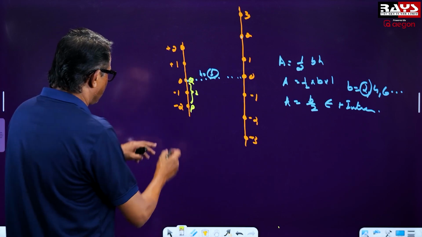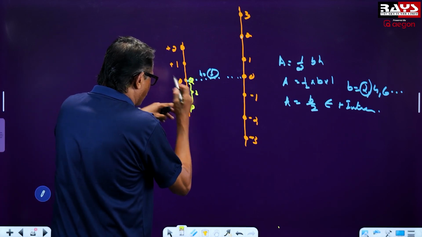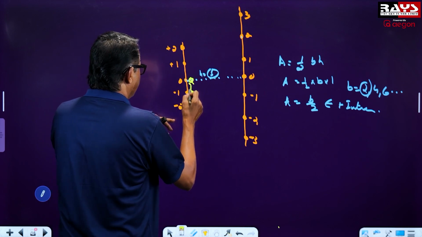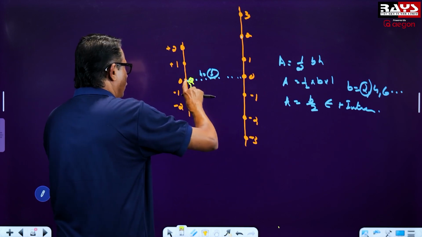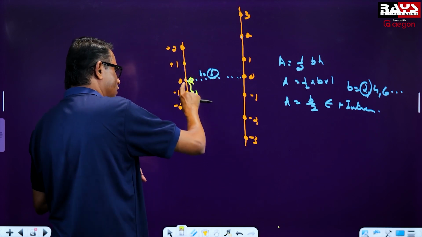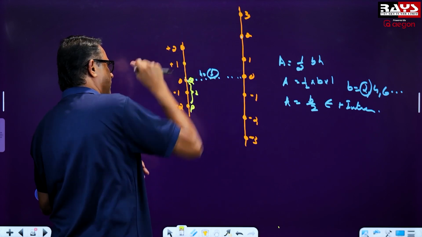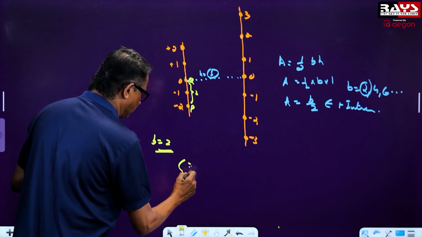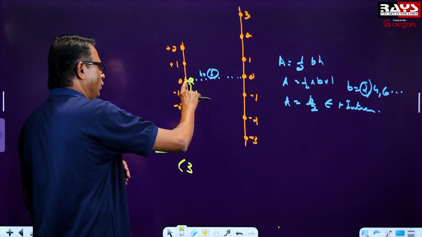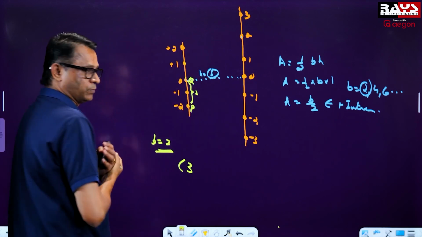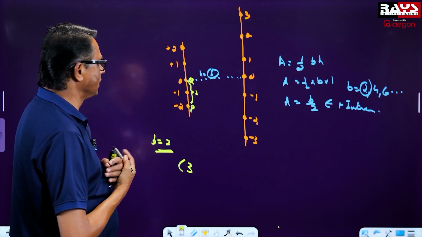Understood? Okay, so for b equal to 2, how many points will be there? It can be this, or this, or this. That means 1, 2, 3. So for b equal to 2, there are 3 cases: PQ here, or PQ this, or PQ this, because this distance is 2. So 3 cases will be there.